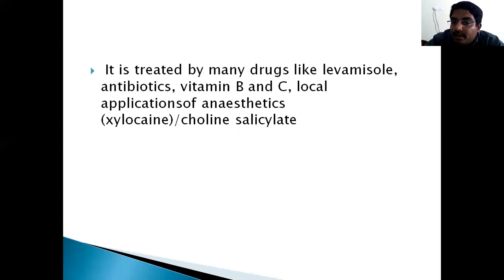It is treated with drugs like antibiotics, vitamin B and C, and local application of anesthetics. Due to the pain, we can use xylocaine. We will give vitamin B and C complex tablets, local anesthetic application, and antibiotics. These are the treatments for aphthous ulcers. And we have to avoid coffee, tea, and hot beverages.